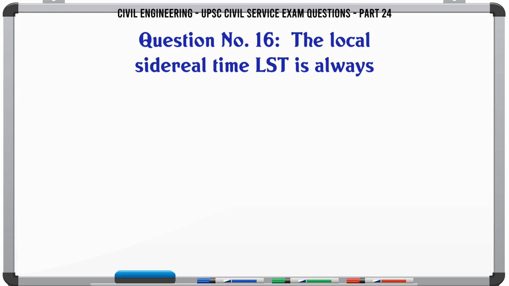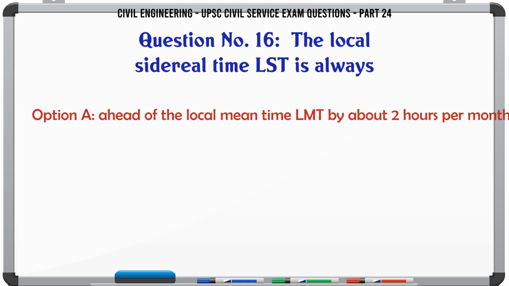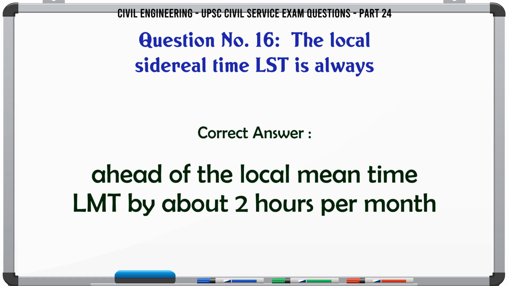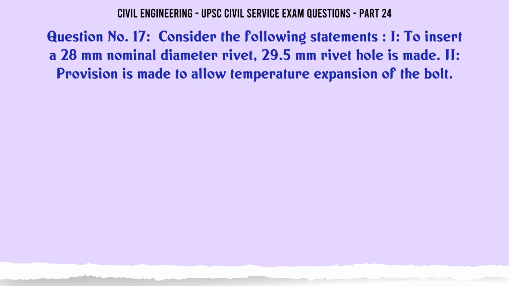The local sidereal time LST is always A. ahead of the local mean time LMT by about 2 hours per month. B. behind LMT by about 2 hours per month. C. ahead of LMT by about 4 hours per month. D. equal to LMT. The correct answer is ahead of the local mean time LMT by about 2 hours per month.